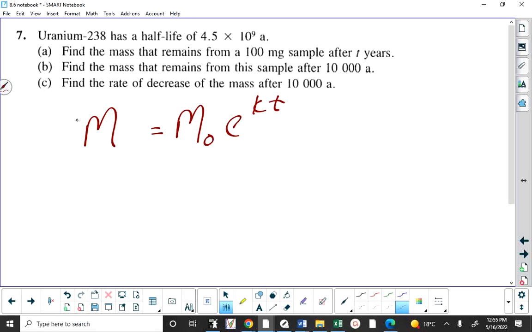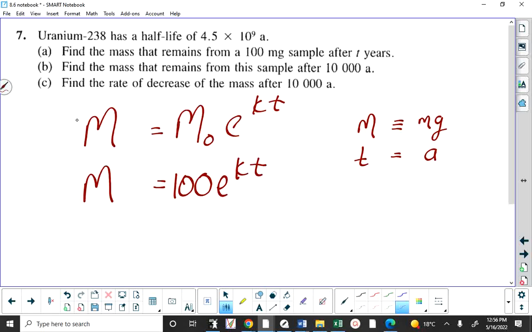So my mass is going to be in milligrams, and my time is going to be in years. I just want to set the record straight there. If I put in the initial mass for m sub 0, I have this, and I need to find the value of the constant k for this particular situation, which means that I need to put in a time in years.